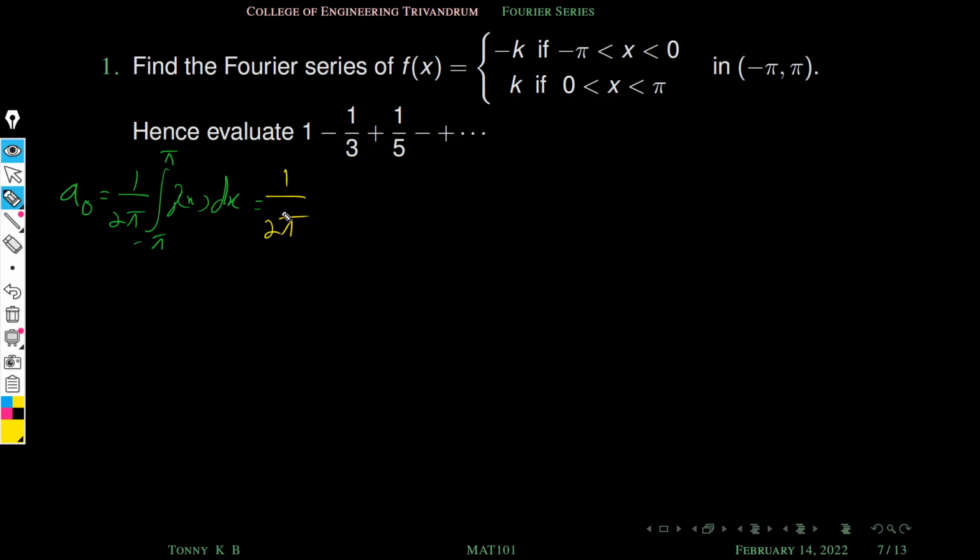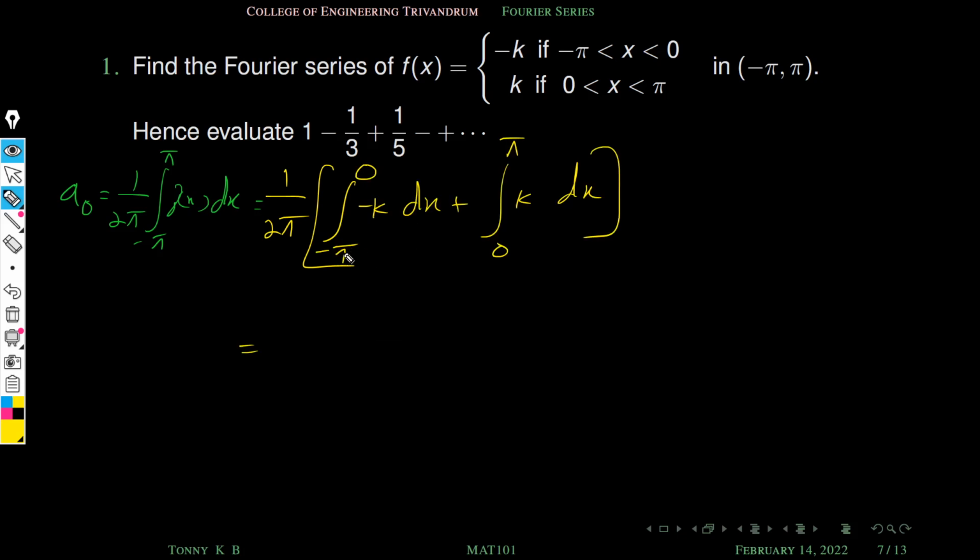So this is our A0. Our function has two values depending on the interval, so we have to split this integral as a sum of two integrals. Clear? Like this, the integral from minus pi to 0, where our function value is minus k, and in this interval 0 to pi, our function value is k. Now we can easily integrate.